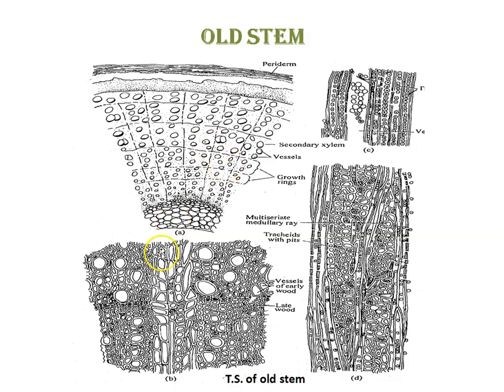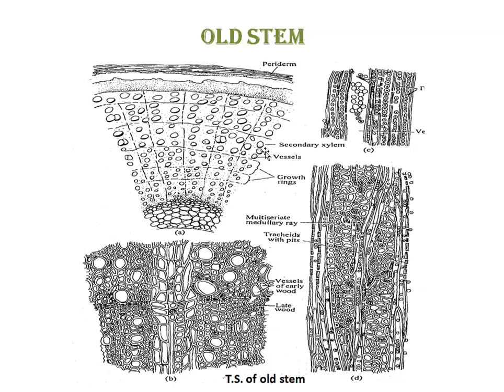You can see here, this is a transverse section of old stem. Beginning of the secondary growth is marked by the differentiation of interfascicular cambium, and this joins with the intrafascicular cambium to form a ring. Now, what is this interfascicular cambium or intrafascicular cambium? We have already discussed in our previous lectures. Then this cambial ring cuts off secondary xylem toward the inner side and secondary phloem toward the outer side.